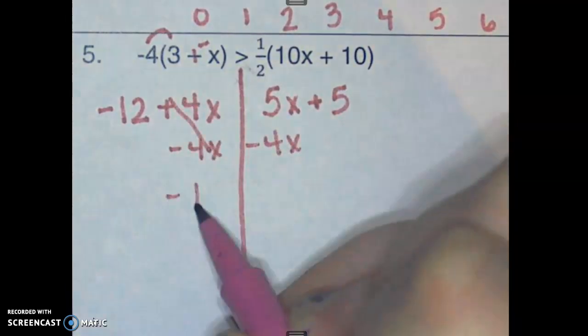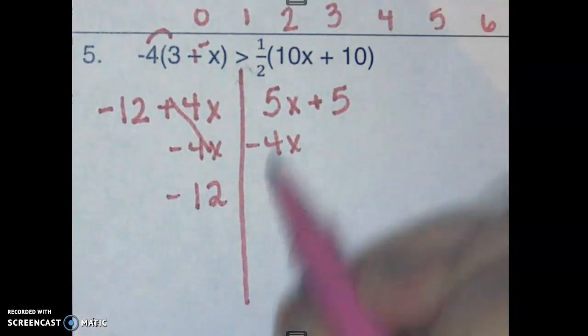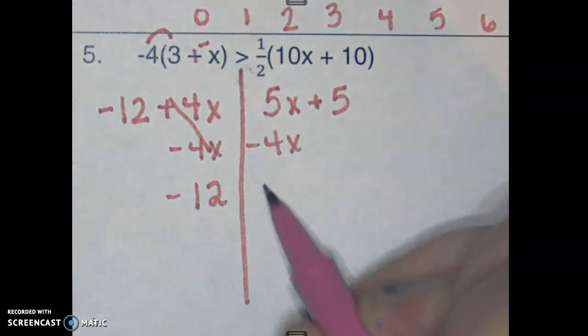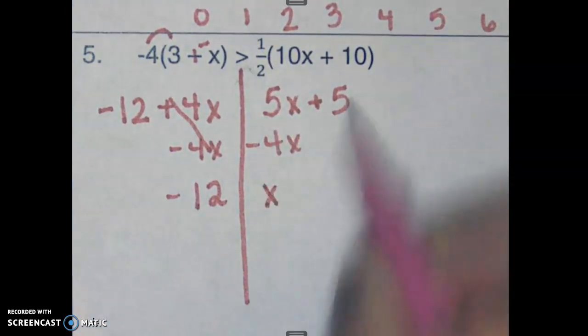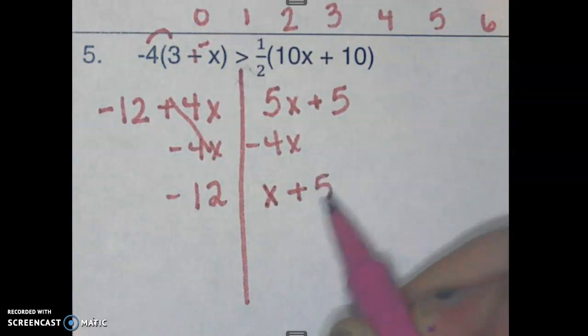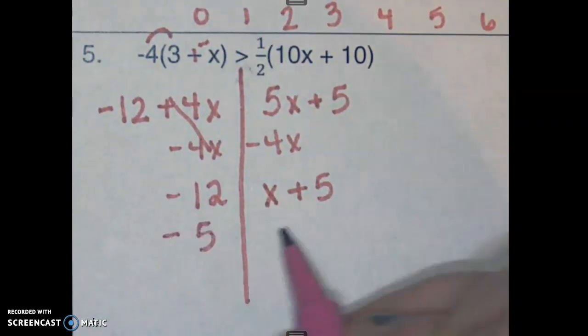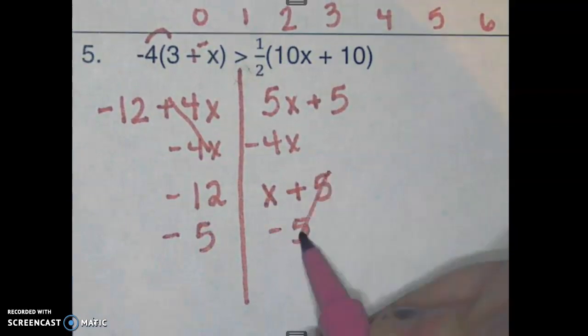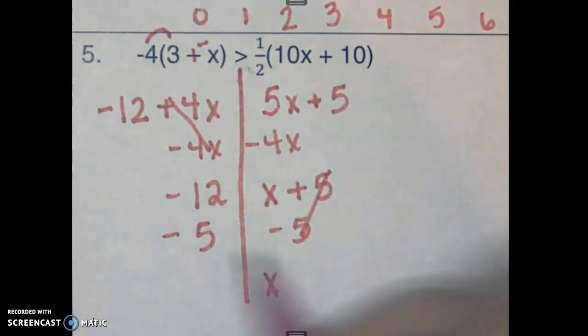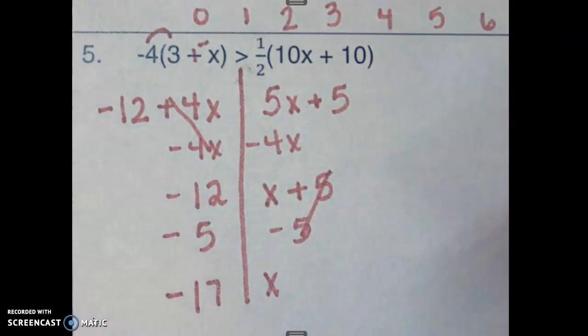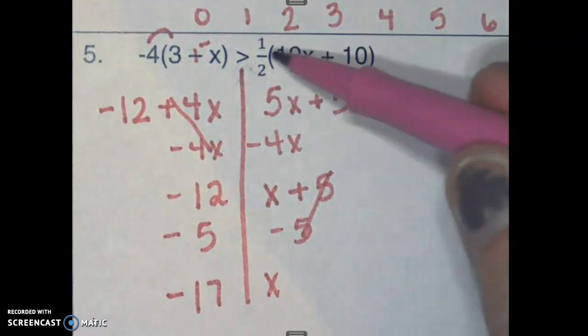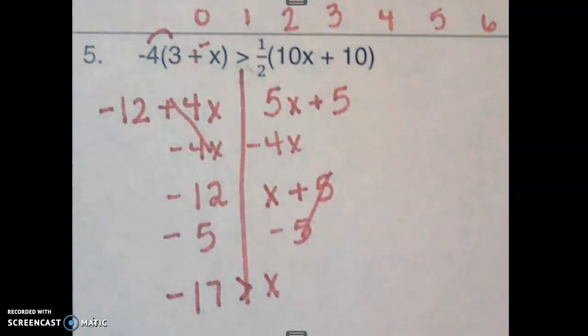If you went the other direction, it's okay. You'll get the same answer. It says 1x. I'm just going to put an x. If you put 1x, that's okay also. Subtract 5 from both sides. I didn't multiply or divide by a negative, so my sign stays the same.